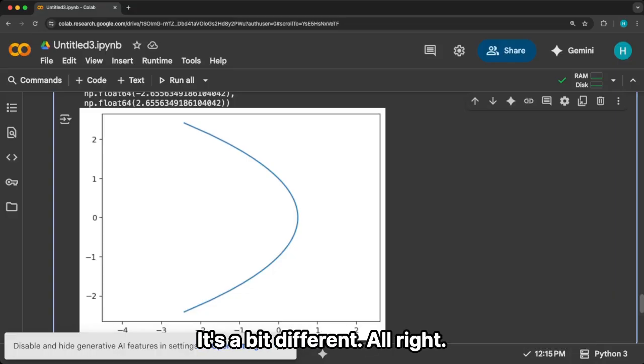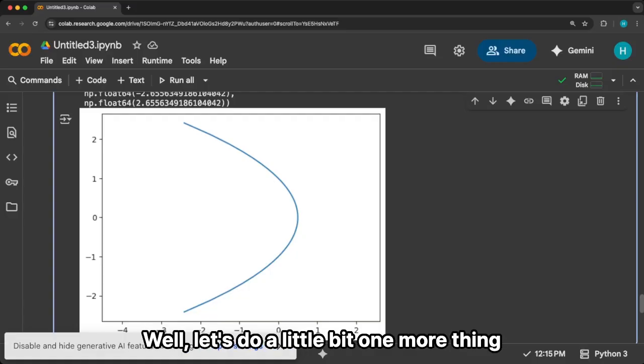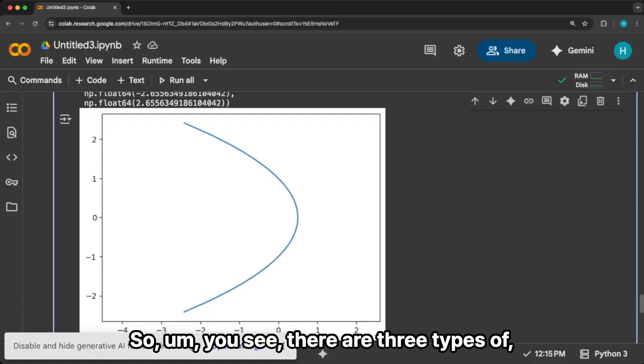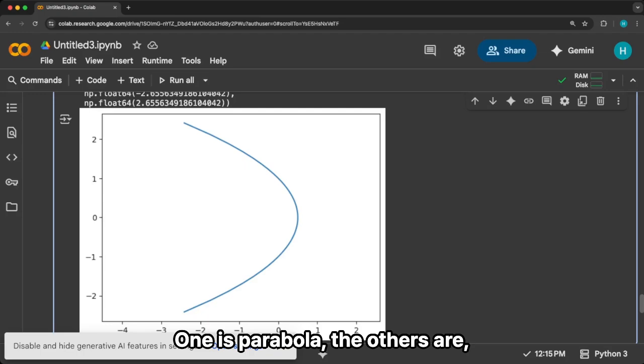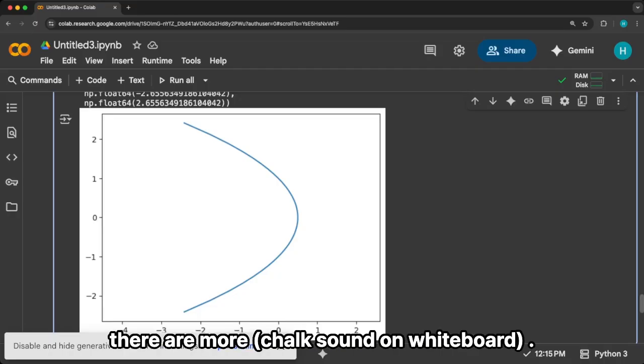All right, let's do one more thing and then finish. You see, there are three types of quadratic curves. One is the parabola. The others are the ellipse and the hyperbola. Where did I put it? Oh, here. So yeah, there are more.